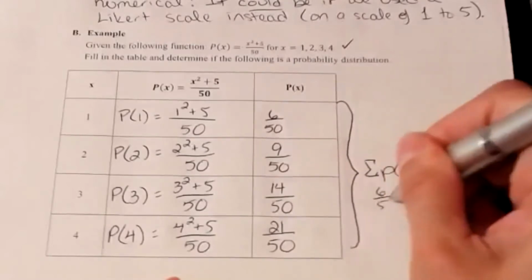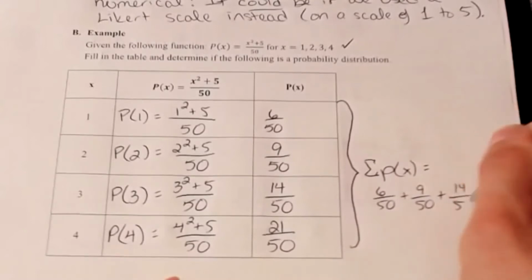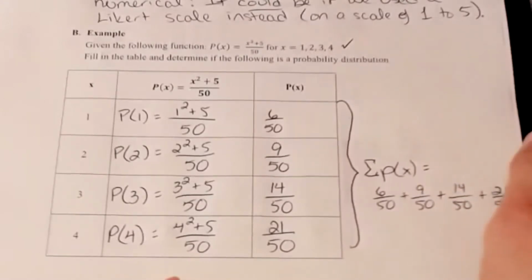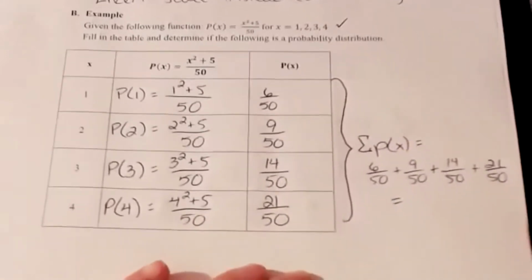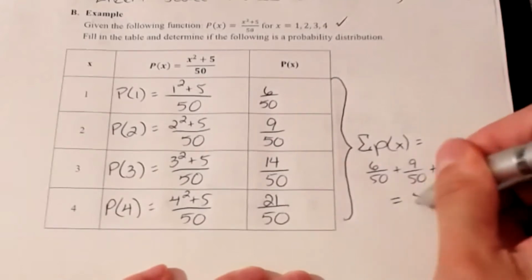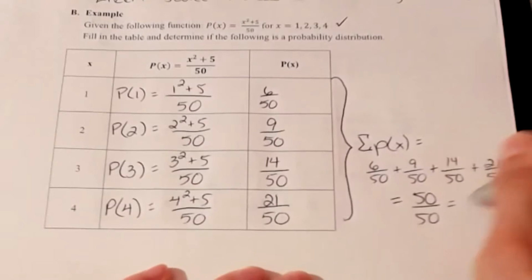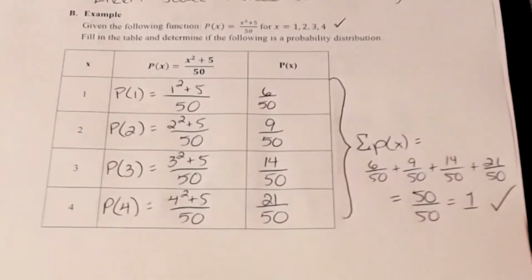So we have 6 out of 50 plus 9 out of 50. You don't have to write all of this down if you don't want to. I just want you to see what I did. When you add all of these fractions together, what do you get? 50 out of 50. Perfect. We get 50 out of 50, which equals 1. Success. It is, in fact, a probability distribution.